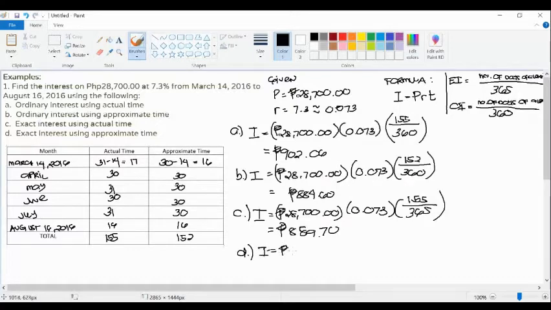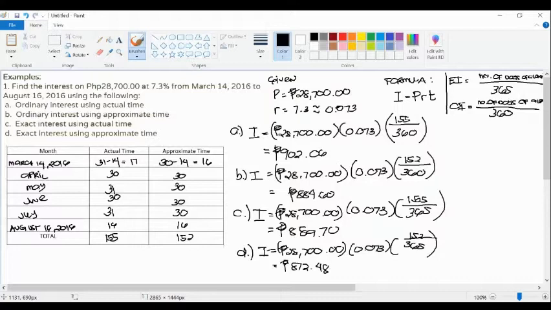Okay? And lastly, let's compute for the exact interest using approximate time. Times 0.073 times 152 divided by 365. That will give us a product of 872.48. So, we can say that ordinary interest using actual time, or the banker's rule, provides the highest interest.